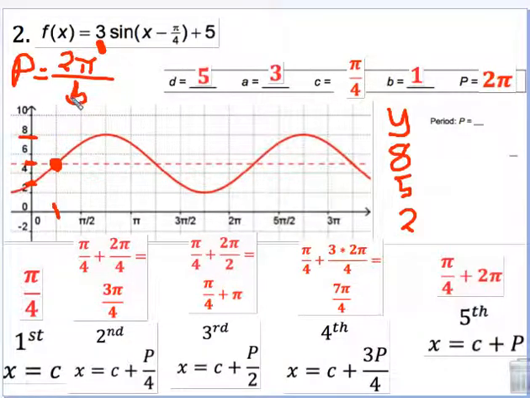Okay, that's how we find the period. Because b is 1, it's just 2 pi divided by 1, or just 2 pi. So for our second point, we take our period, which is 2 pi, divide it by 4, and then add that to our original c value. So we get 2 pi divided by 4, it just becomes pi, and then plus the pi over 4. Add those together, you get 3 pi over 4.